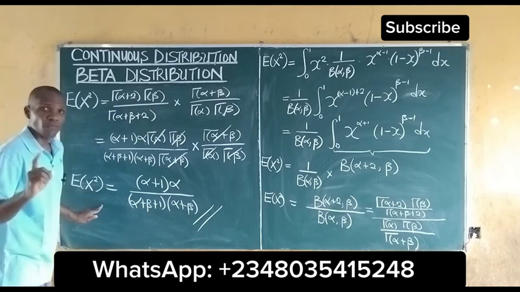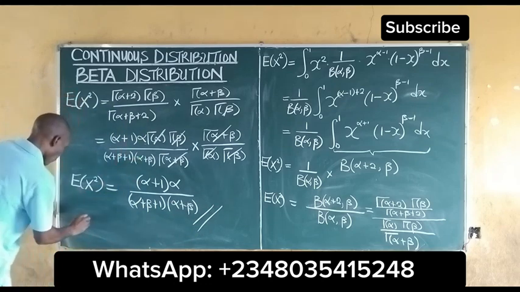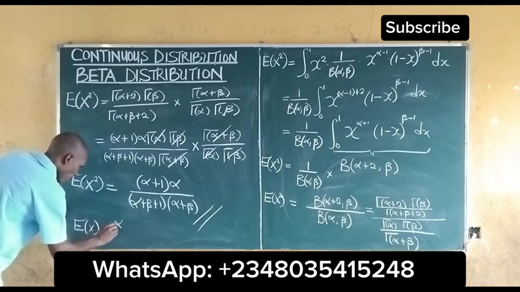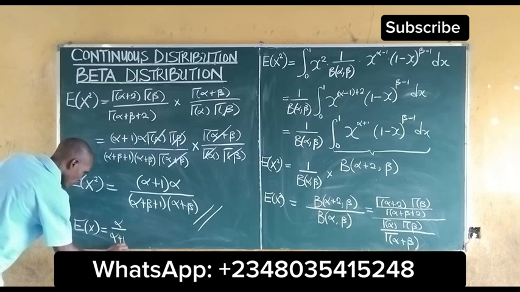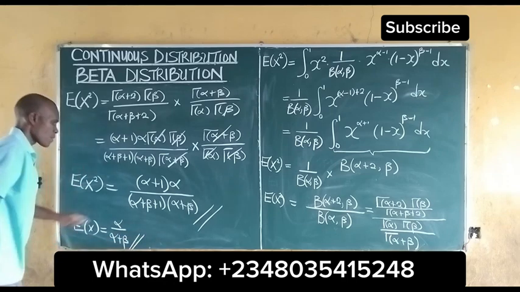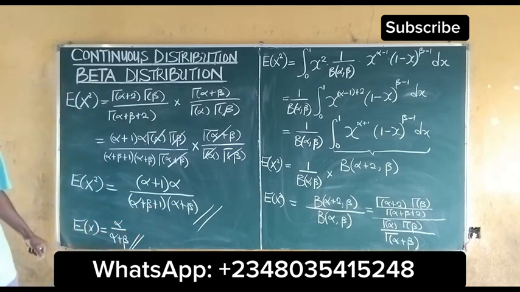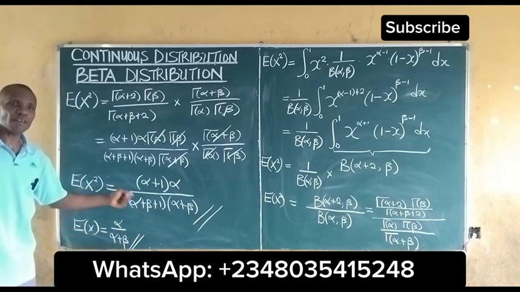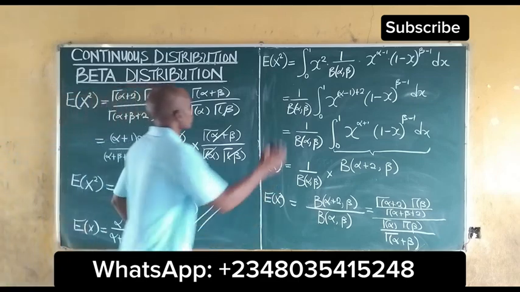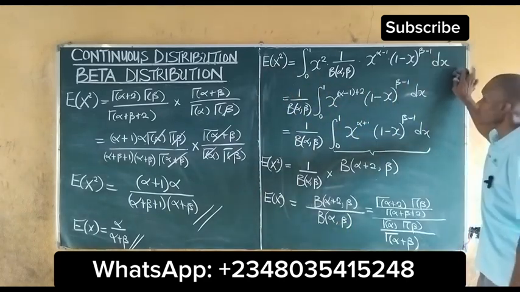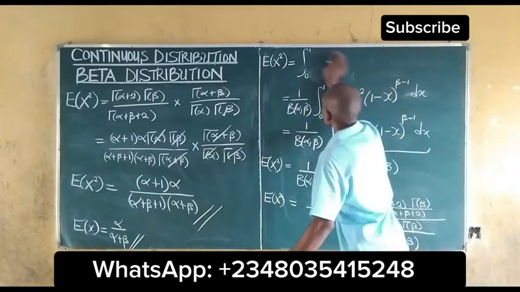And we should not also forget that for our expected value of x, we got alpha all over alpha plus beta. So we have this too, because this is what we need to get our variance. So how do we calculate our variance? We come over to this place, calculating for our variance.